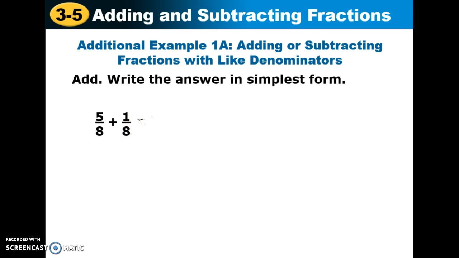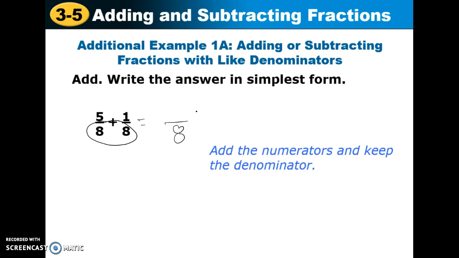When you have a common or like denominator, the same denominator in both fractions, you just keep it. I love that, makes it easy. And you add the numerators, the top number. Keep the denominator, add the numerators. 5 plus 1 is 6, 6/8. Unfortunately, we have to simplify.